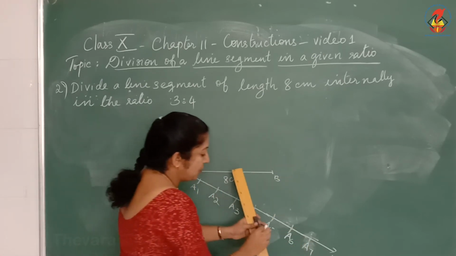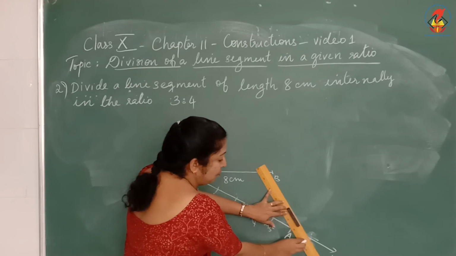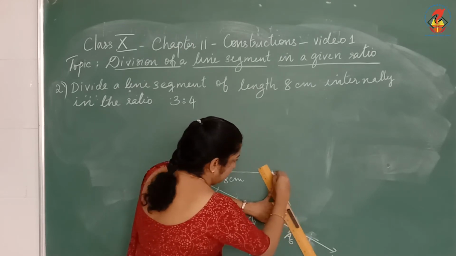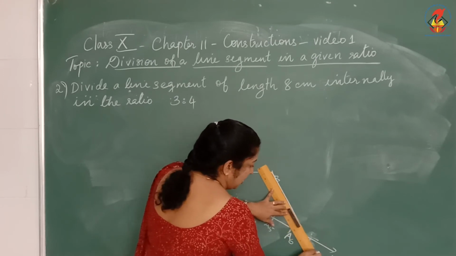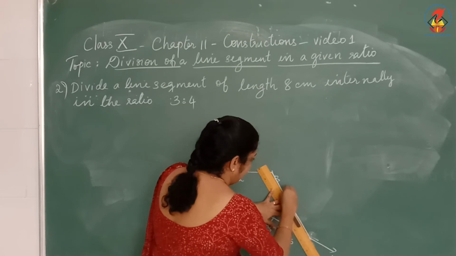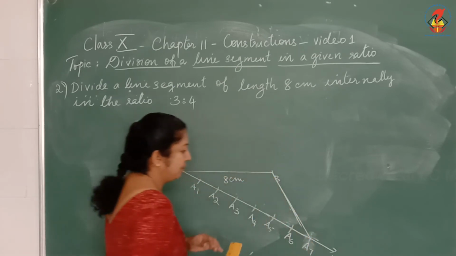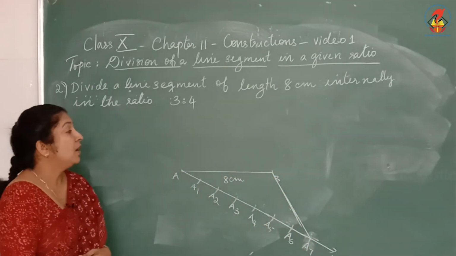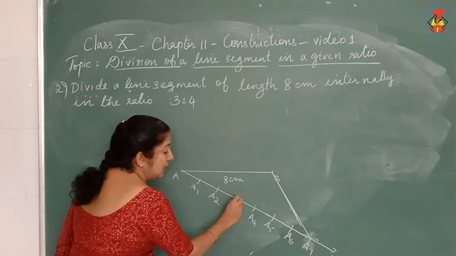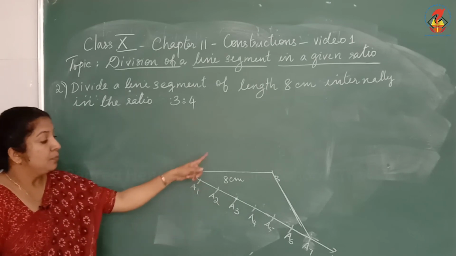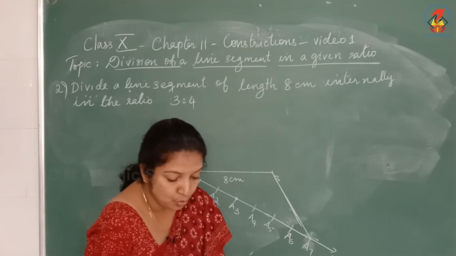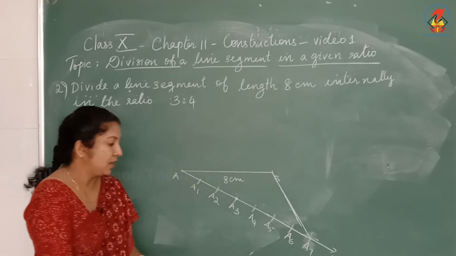So we have to join A7 and B. B and A7 we have to join. Then we need to divide it as 3:4. So we have to draw a line which is parallel to BA7 at A3, because it is 3:4.